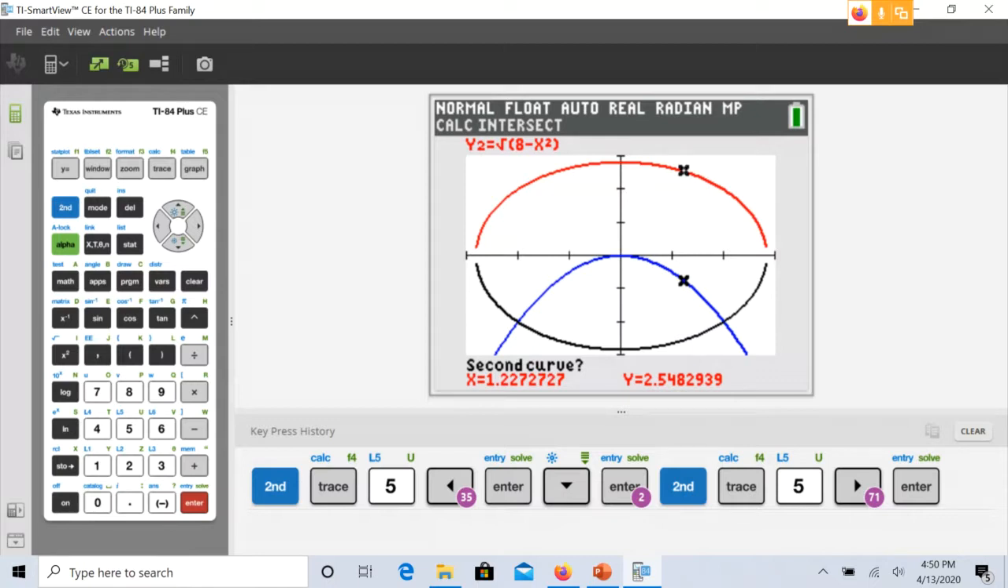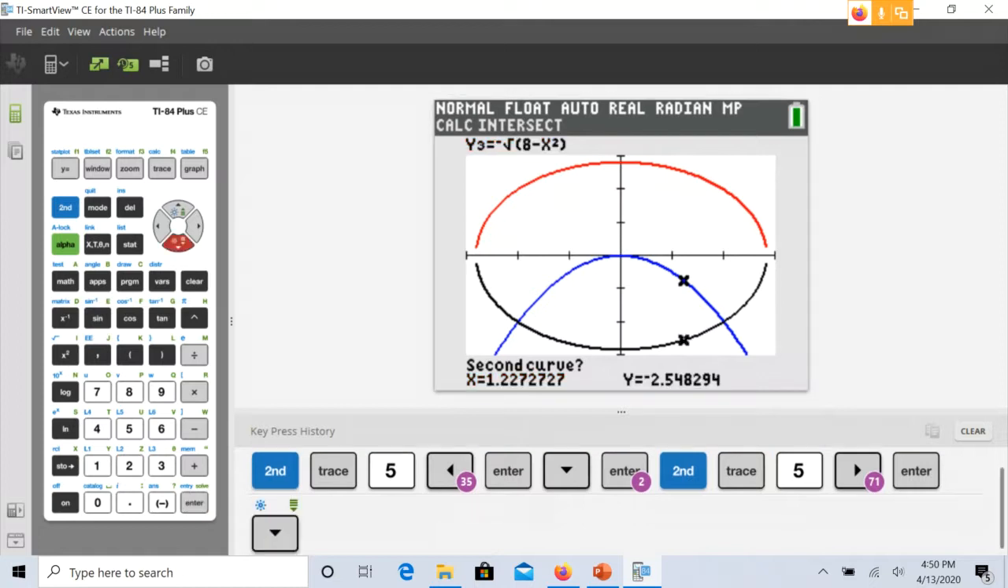I don't want it to be on the top portion of the circle. I need it to be on the bottom portion. So I'm going to hit my down arrow, and now it moves my cursor down to the bottom part of that circle. Notice also on the top left, it now reads your y3 equation, which is what you want. So let's go ahead and hit enter.